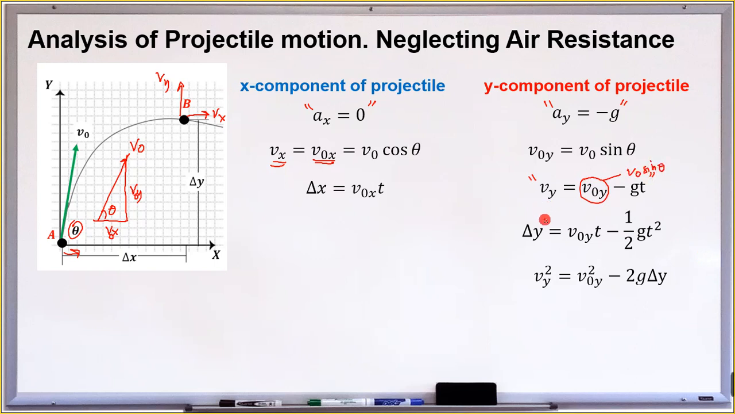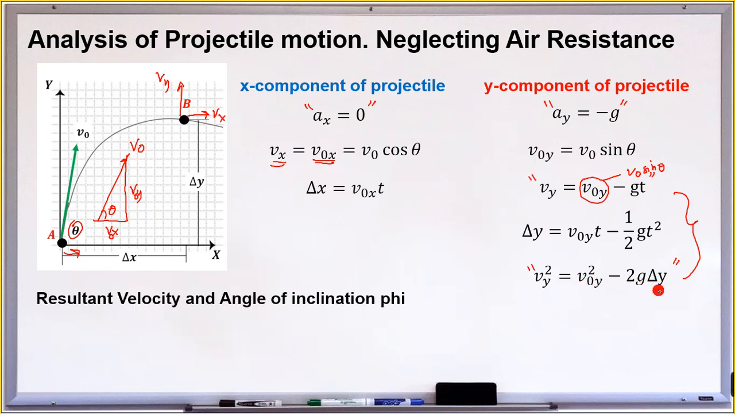You can derive that yourselves. And then for the displacement along y, that is equal to v naught y t minus 1 half g t squared. And also the third kinematic equation, because I discussed three important ones. The third one is the square of the final velocity, which is equal to the square of the initial velocity minus 2g times the change in displacement.